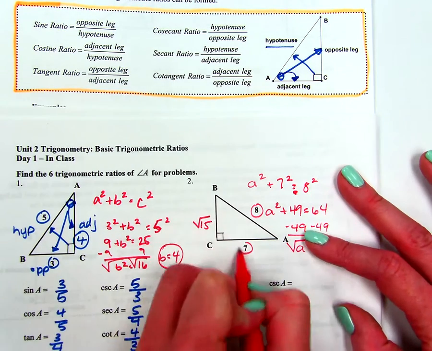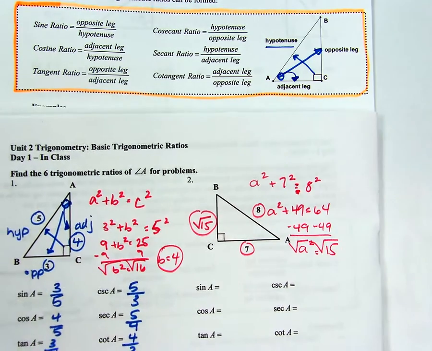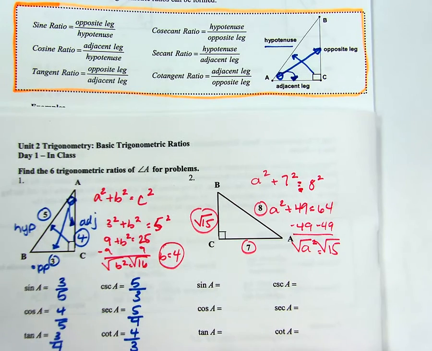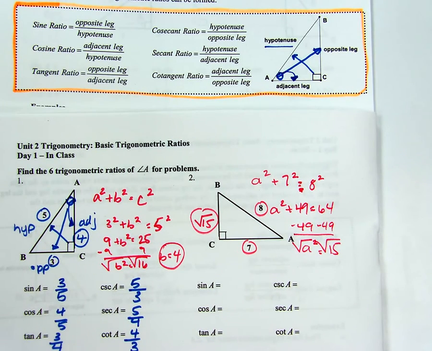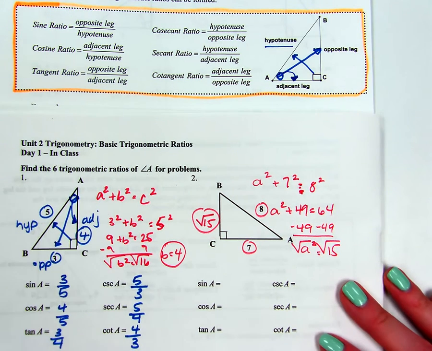So I'm going to circle my 3 sides so I can see those, and go ahead and just put those into the ratios that you see, just like we did on problem 1. So you can pause the video and try those on your own, or you can just follow along with me as I fill those in.